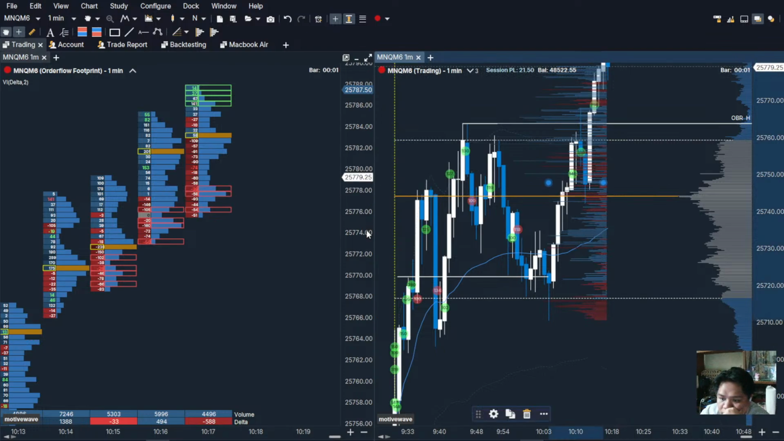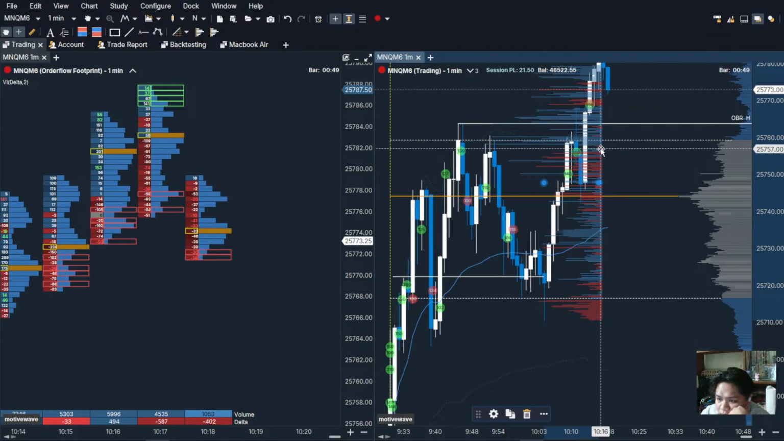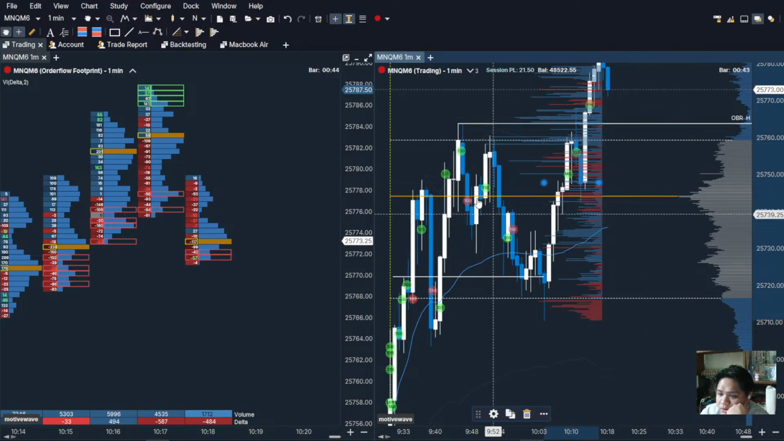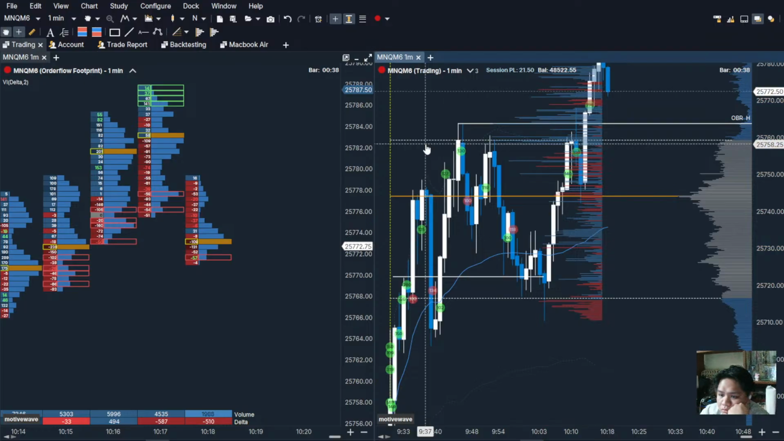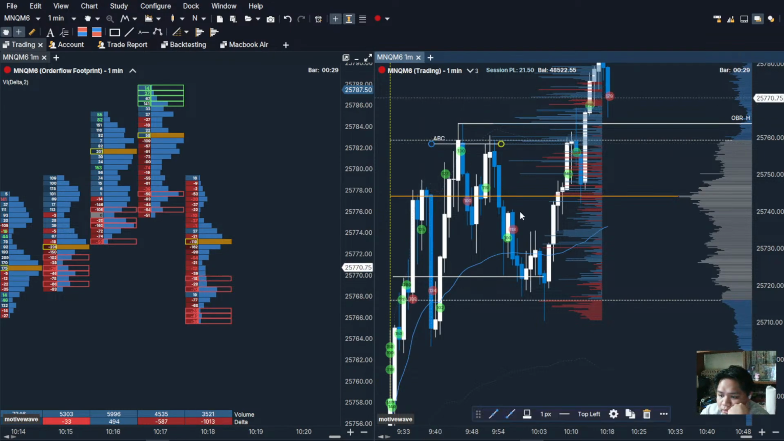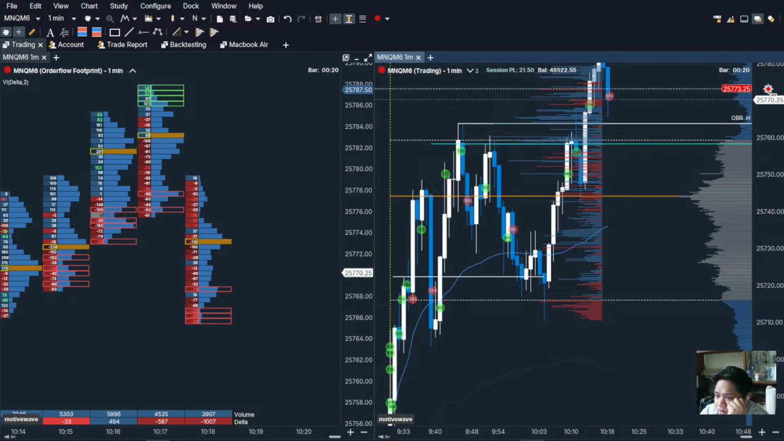Can we not be gradient? There we go. I can see better now. Yeah, it's right there. Let's see if we can take a trade from this area. We shall see what the market will do.